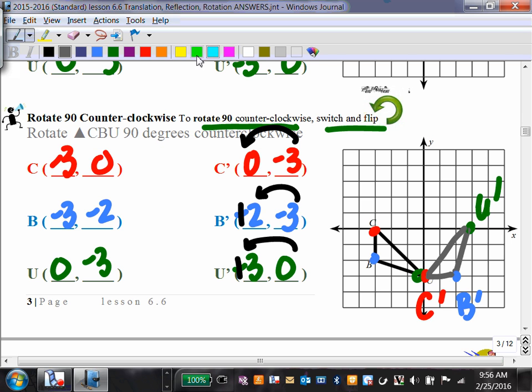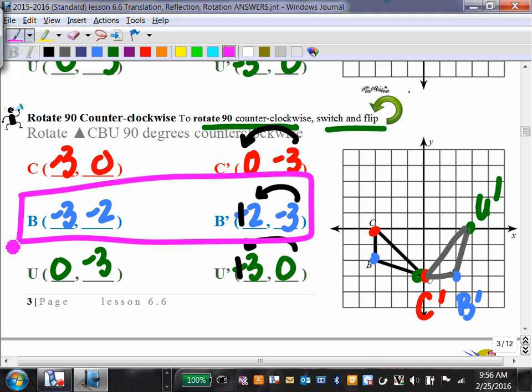Okay, now I'm going to do a point check again. I'm going to choose my B point. I'm going to draw a line, arrow to B, my original B. Origin to my B prime. Does that look 90? And did we move counterclockwise? You got it. All right. That's as hard as it gets, guys.